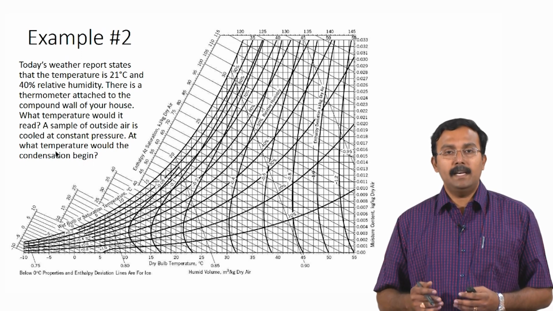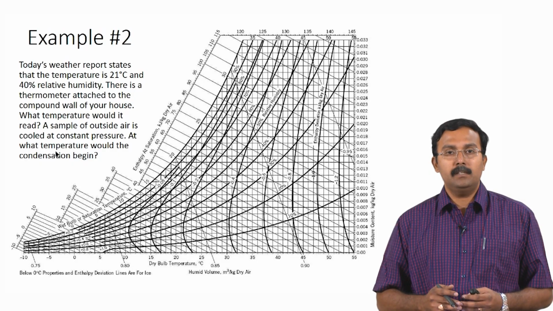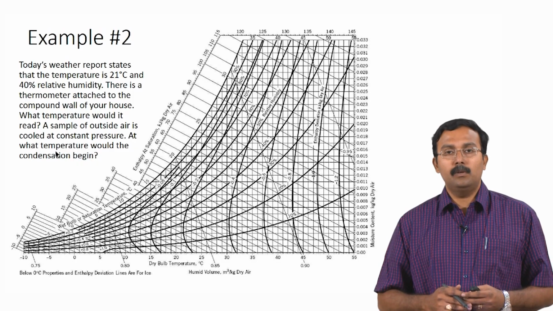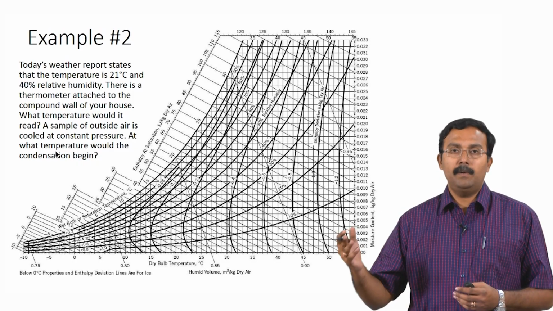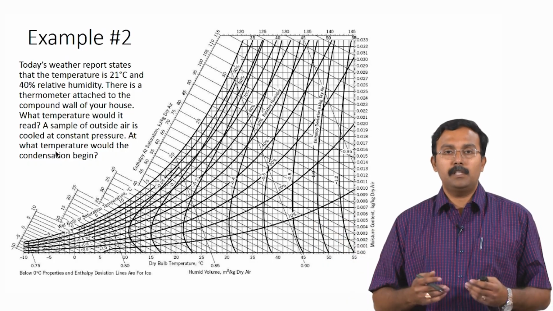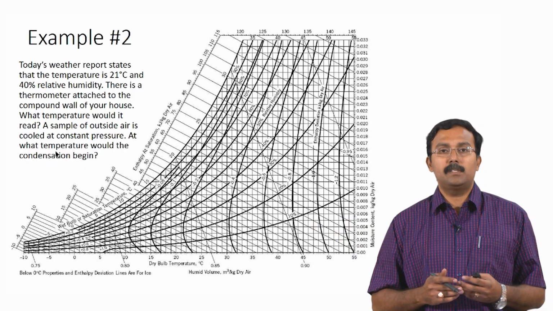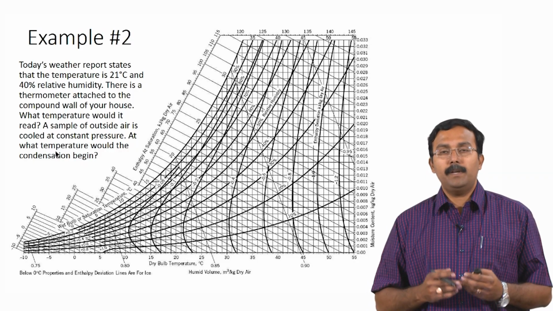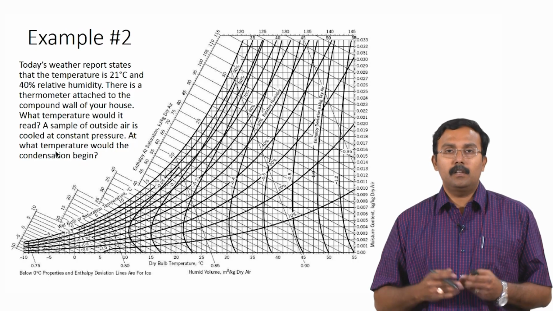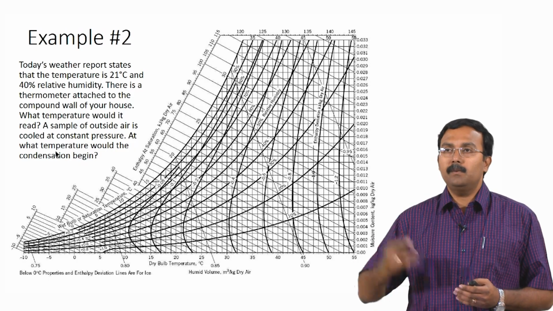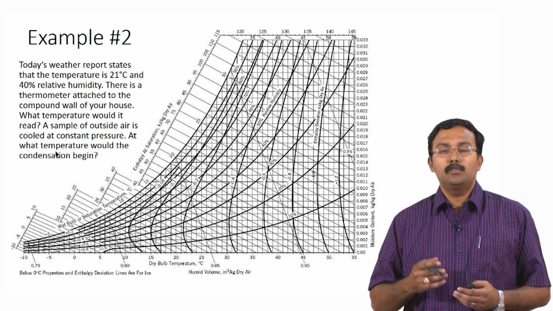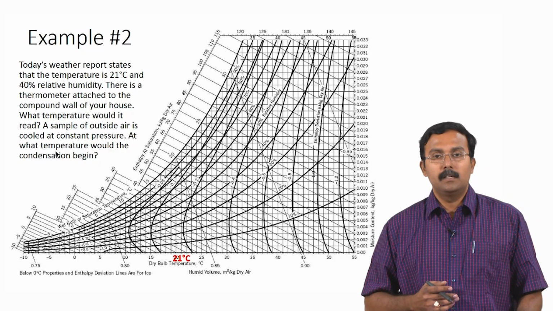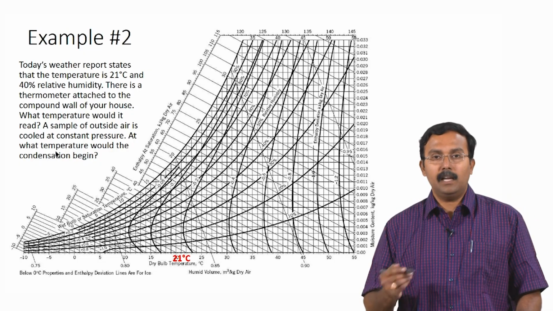A sample of outside air is cooled at a constant pressure. What temperature would the condensation begin at? So, the first point we need to look at is we have a thermometer hanging out and we need to know what temperature it would read. We have been told that the weather report says temperature is 21 degrees Celsius and 40% relative humidity. So, what temperature would your thermometer read? Your thermometer is a dry bulb thermometer. Anything which just hangs outside is going to have a dry bulb. So, the temperature you would see is the dry bulb temperature, which would be 21 degrees Celsius. So, using this we will start the calculations.